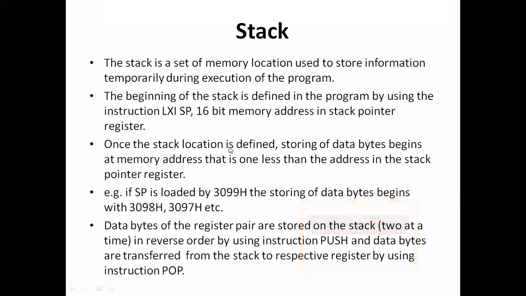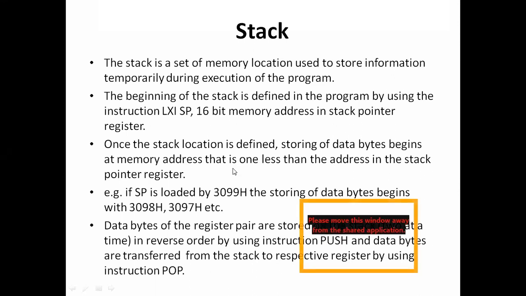Once the stack location is defined in the stack pointer, we start storing the data bytes. Whenever we start storing the data bytes, the memory address is one less than the address of the stack pointer, meaning thereby, first of all, we initialize the stack pointer by the top of the stack address. And whenever we want to store something into this stack, first of all, the stack pointer is decremented by 1, and then only the data is stored in that memory location.